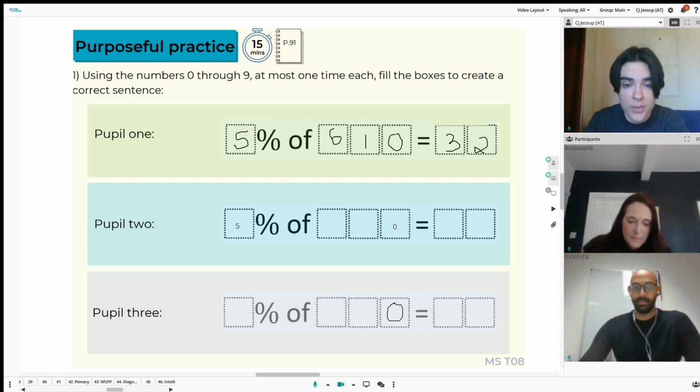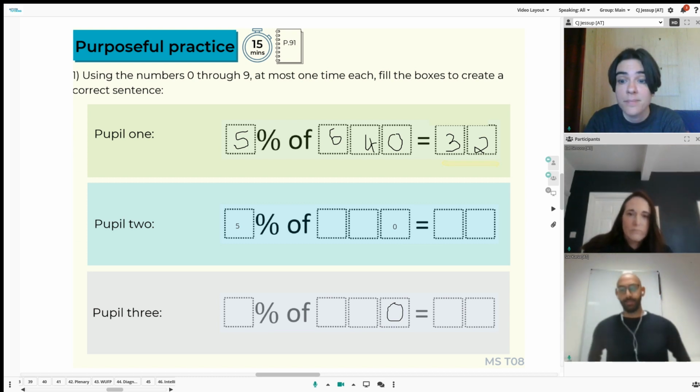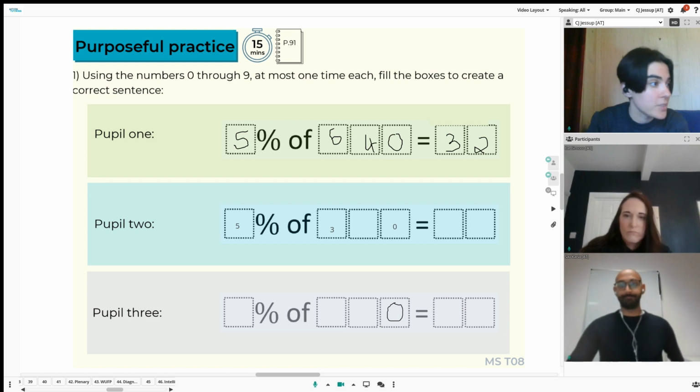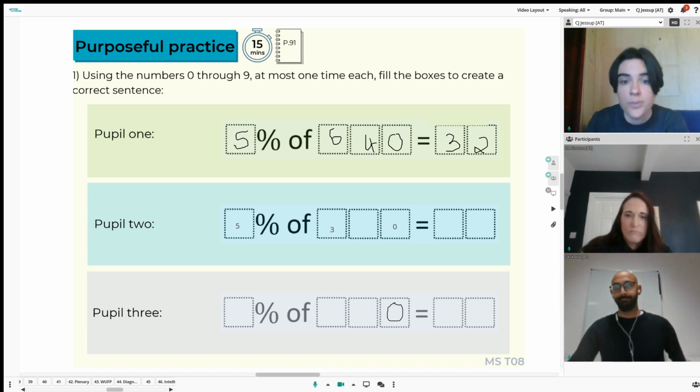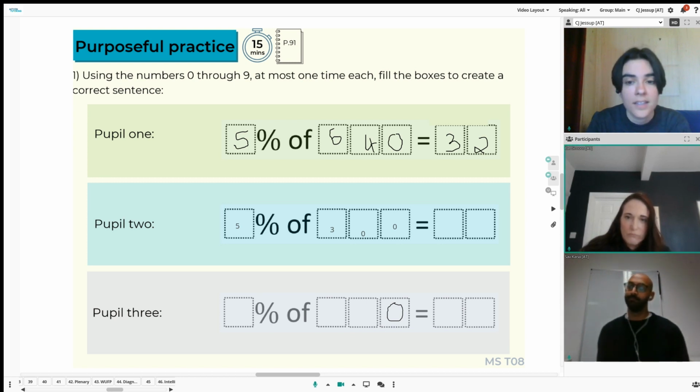That's a good answer. If you change this to 640, 5% of 640 equals 32, and they're all different digits, aren't they? Yeah. So that's good. That's one solution to that puzzle. Nice. And I can see Kat's working on hers, which is great.